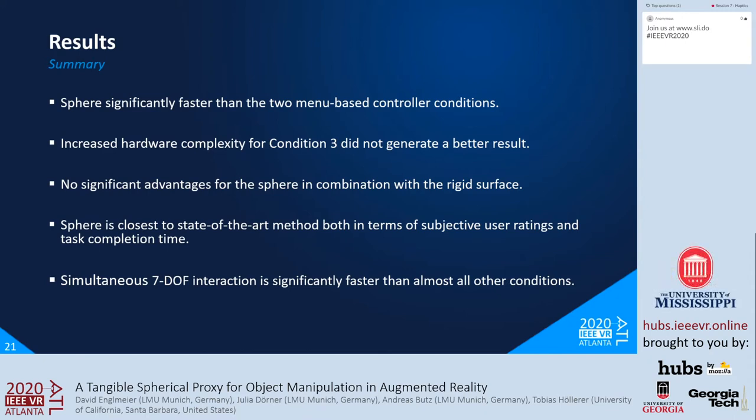We also can say that the sphere is the closest to the state-of-the-art method, both in terms of subjective user ratings and task completion time. Lastly, we have to acknowledge that the simultaneous 7-degree of freedom interaction is significantly faster than all other techniques, except for the sphere in the second task.